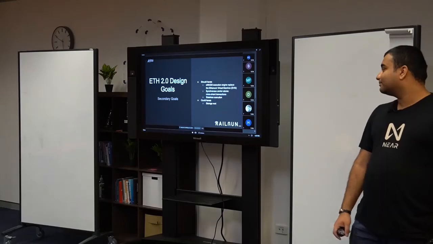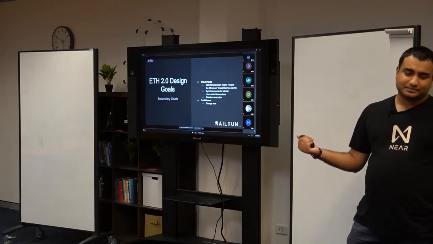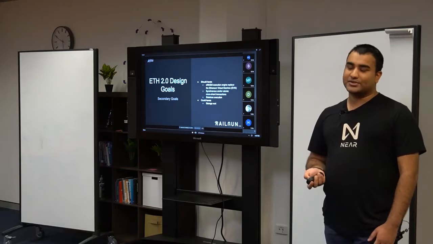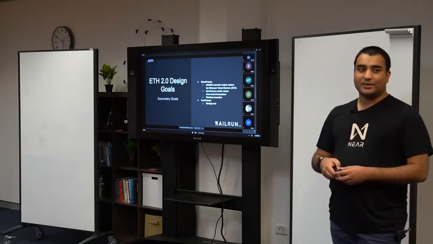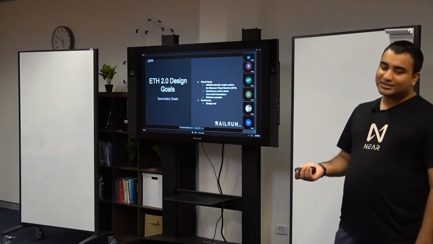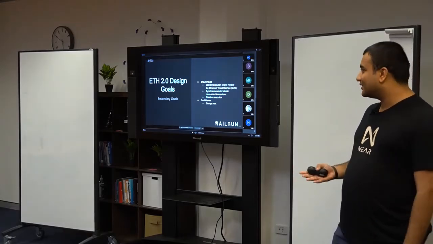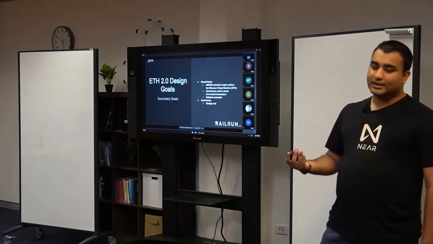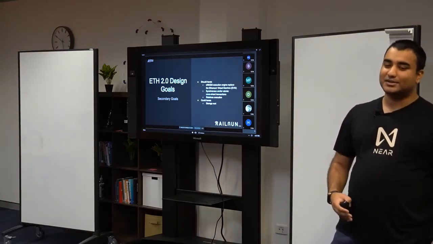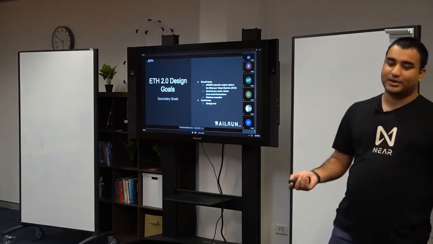Secondary goals, so some nice-to-haves. WebAssembly, so eWASM, allows us to use more robust programming languages. At the moment, the programming languages for Ethereum are somewhat esoteric and very easy to create bugs in. That's mostly because Ethereum hasn't really been around for that long, and there are some other limitations around it. But WebAssembly would allow us to use much more established programming languages where behaviors are more understood, and it's a lot easier to write bug-free code.